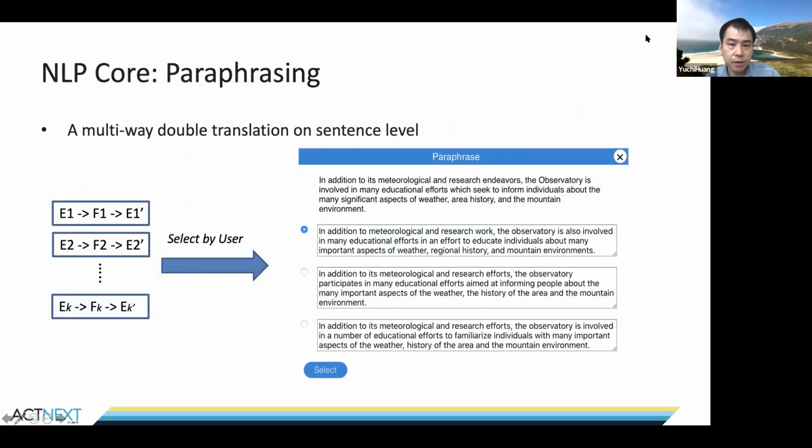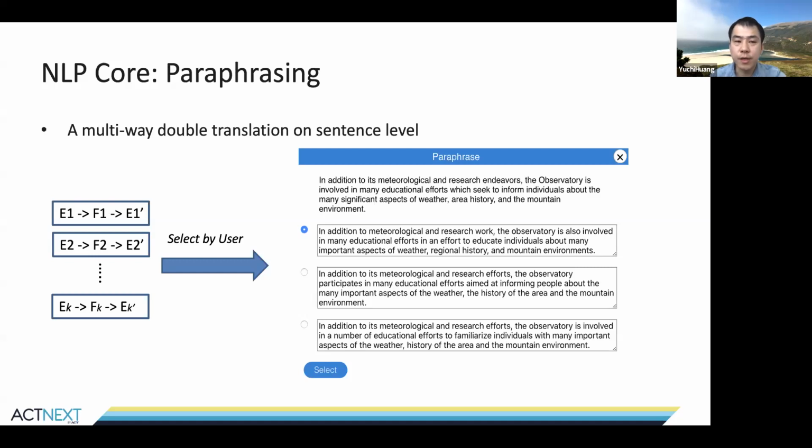And paraphrasing. As I introduced, paraphrasing is a module to do rewriting. So here we use a method of so-called double translation. That means, think about you translate English to another language and you translate back. The meaning would be very similar, but the language could be different. I mean, the two English sentences from the source to the target.